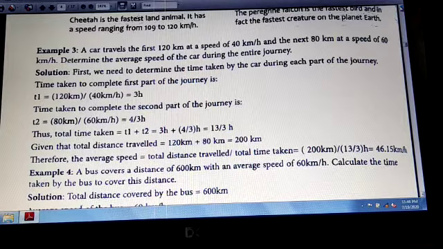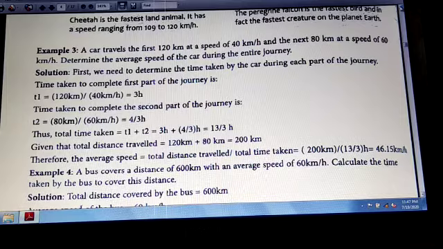So T1 we have to calculate, 120 km by 40 km per hour, so that will be 3 hours. Then the second part of the journey, 80 km by 60 km per hour, that is 4 by 3 hours. So total time will be T1 plus T2, that is 3 hours plus 4 by 3 hours, equal to 13 by 3 hours. So total distance will be 120 km plus 80 km, that is 200 km. So 200 km divided by 13 by 3 hours. So that will be 46.15 km per hour.